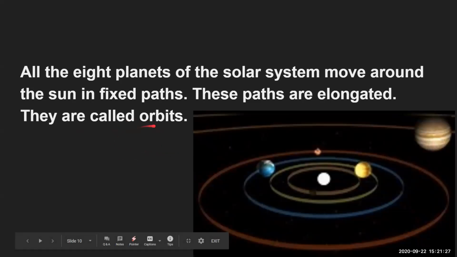Now we have 8 planets, and they move in a fixed path. Like they move around the sun. It doesn't happen that they are moving zigzag, zigzag, zigzag. They move in a straight circle. So they have a fixed path, and this path is known as orbit. What is an orbit? This line is known as an orbit, in which these planets are moving.